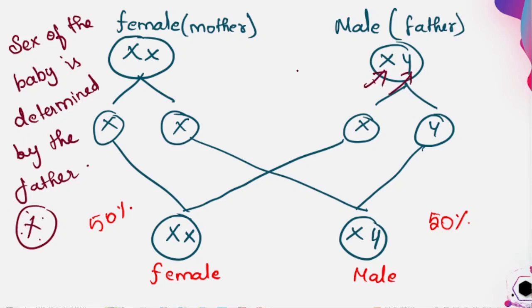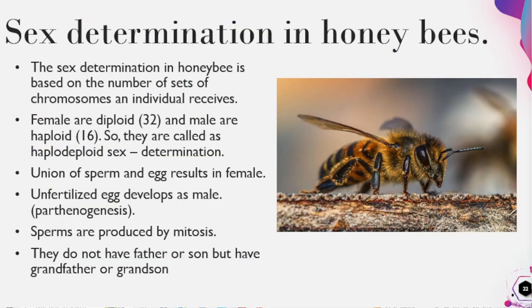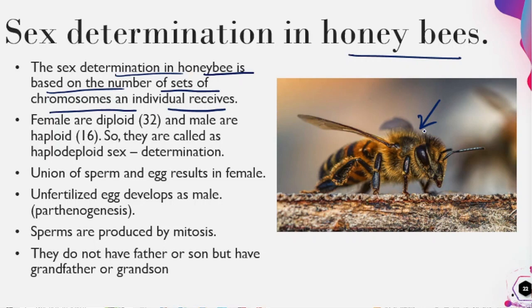Clear? Okay, now we are moving to sex determination in honeybee. Okay, how are honeybees going to have these male and female characters? Okay, let's see this. So you can see that the sex determination in honeybee is based on the number of sets of chromosomes an individual receives. So for example, imagine this is an individual. If this individual needs to be characterized as male or female, how will we characterize it? Based on the number of chromosomes it has.